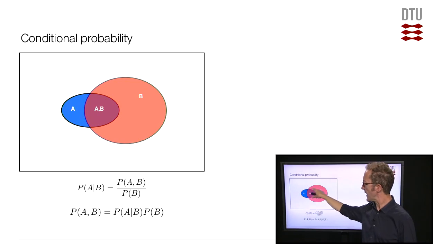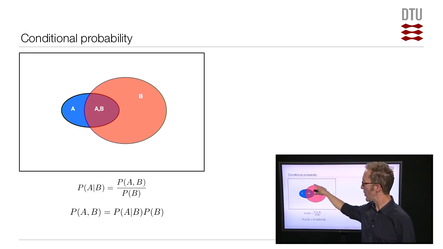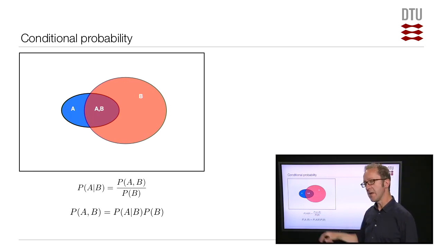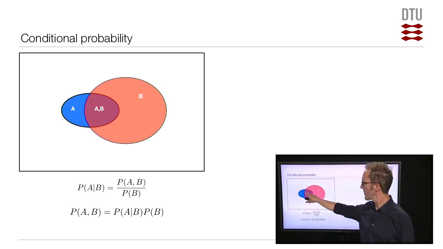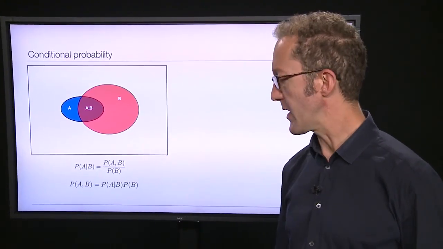The probability that A will happen given this knowledge is simply the area of the intersection here, the area of this region where both A and B are true, divided by the area of all of B, or written symbolically, the probability of A given B is the same as the joint probability of A and B, the probability that both of them have happened, this area, divided by the total probability of B, this area. This is the definition of conditional probability and how to compute it.